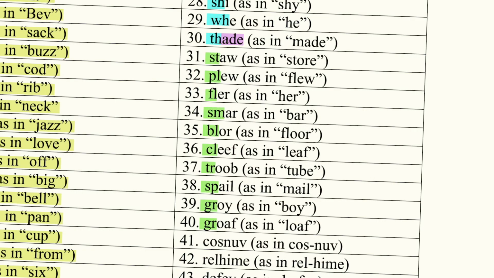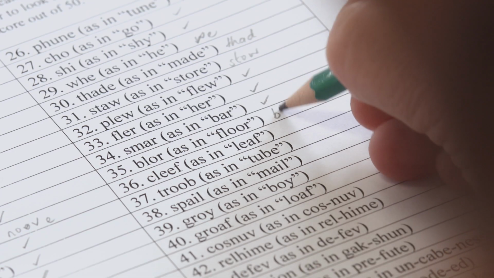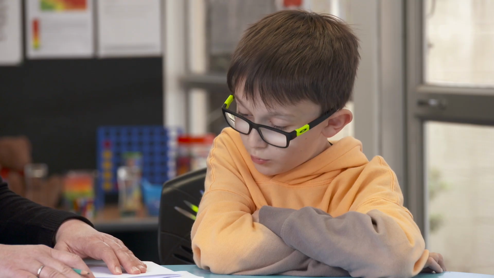These non-words begin with a consonant blend. Some non-words have vowel digraphs with 1 sound. Some non-words have vowel digraphs with 2 sounds. And some are R-affected vowels. Blow. Cliff. True.